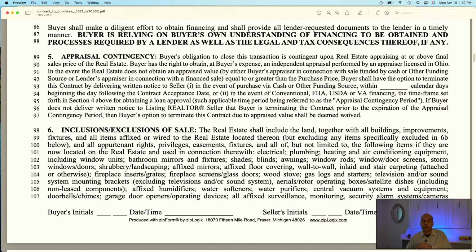Paragraph 5 over here, appraisal contingency. Basically, if you're buying with a mortgage, depending on the amount down, you will be required to have an appraisal on the property to make sure that the value supports the purchase price. If you're purchasing with cash, then an appraisal becomes optional, and there's a fill-in for that. If you don't want an appraisal with a cash offer, that is your choice.